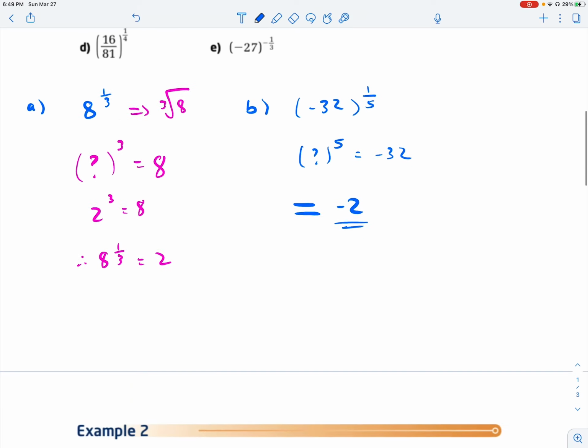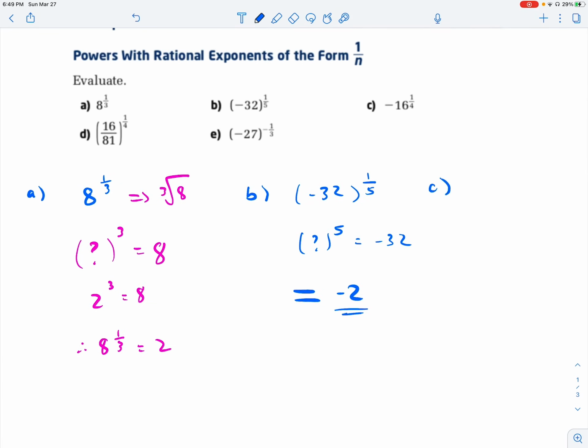Okay, let's try the next one. So we're going to have to compress this because we're going to run out of space. So we have negative, and then we have 16 to the 1 over 4. So be real careful. There's no bracket here like there is on this one. So this negative is on the outside. So what that means is basically evaluate this part first and then make it negative at the end.